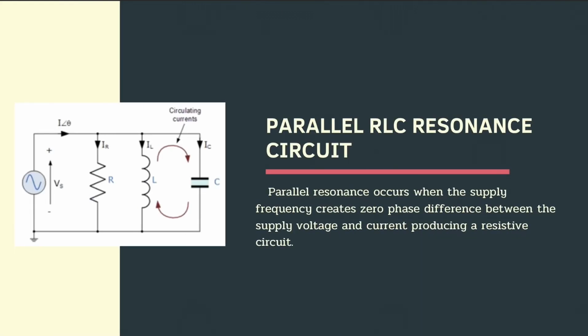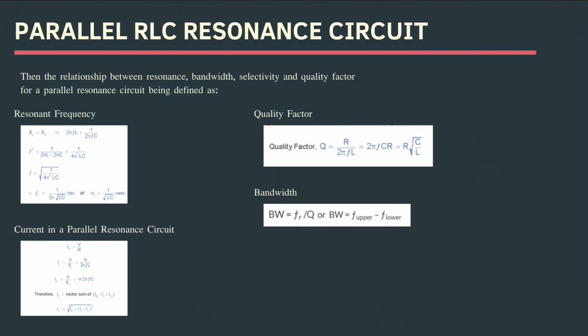And the parallel RLC resonance circuit. Parallel resonance occurs when the supply frequency creates zero phase difference between the supply voltage and current, producing a resistive circuit. We will get the relationship between resonance, bandwidth, selectivity and quality factor for the parallel resonance circuit, defined as: 1. Resonance frequency, we will get this equation; 2. Current in the parallel resonance circuit, we will get this equation; 3. Quality factor, and we will get this equation; and 4. Bandwidth, we will get this equation.